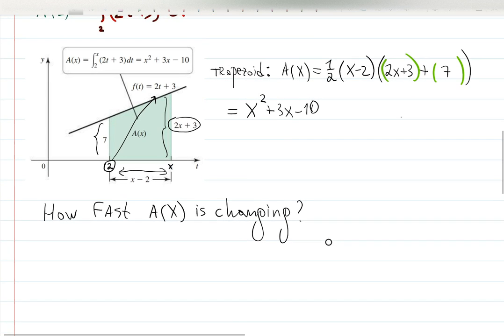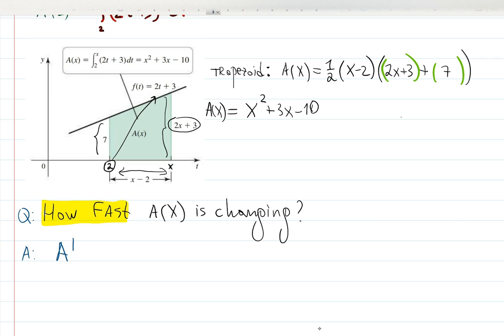How to answer the question? Here is my function A of x equals x squared plus 3x minus 10. How fast A of x is changing? I taught you before, if you see this phrase, how fast, that's usually a synonym of finding a derivative, right? So that's what I'm going to do to answer this question. So that was a question answer. I will find a derivative of A of x because that will tell me the speed of the function. Derivative of this function is 2x plus 3, right?